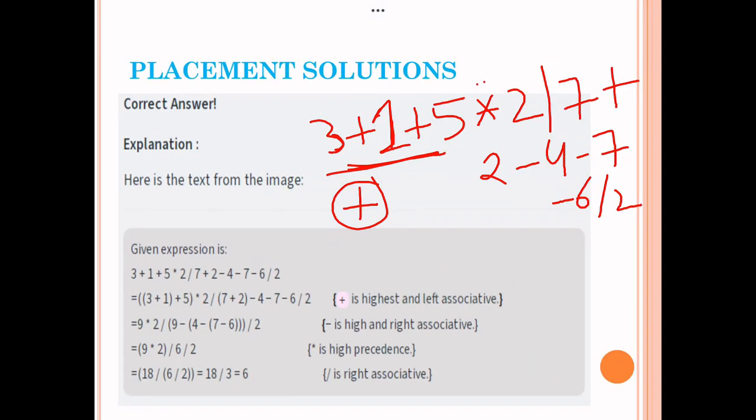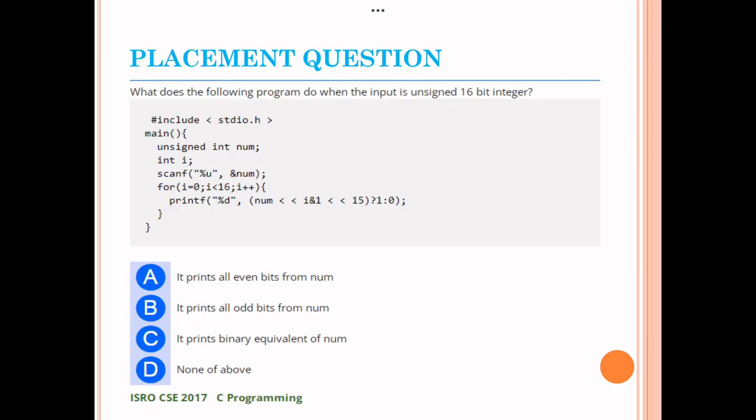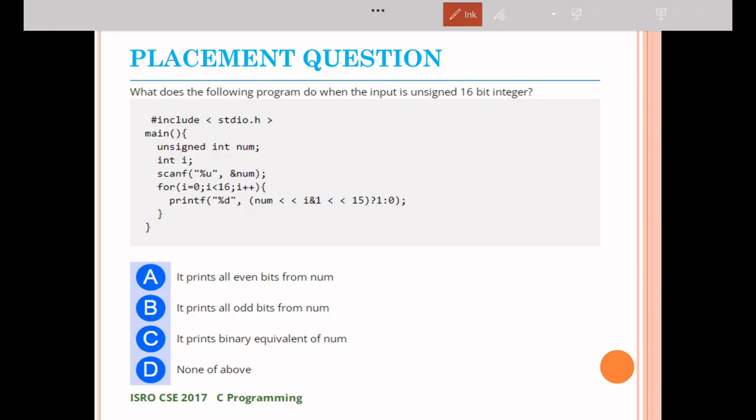So how to solve such type of question? They are asking a very simple question. Now I will show the next question. The next question is on left shifting. So what is the question he is asking?